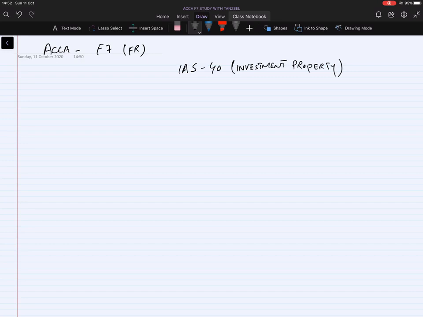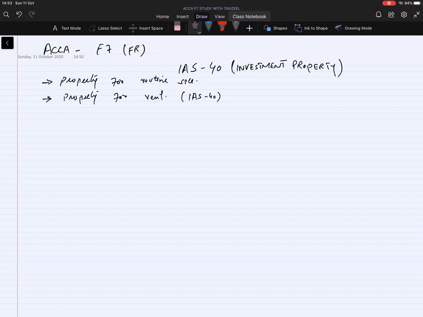Let me give you a few examples of what things IAS 40 will apply to. First, if you have a property for routine sale, let me write property. If you have a property for rent, like if you have a property and you want to let it for rent, then you apply IAS 40 on this. If you dedicate this property to earn rent, then you will apply IAS 40 on this property.